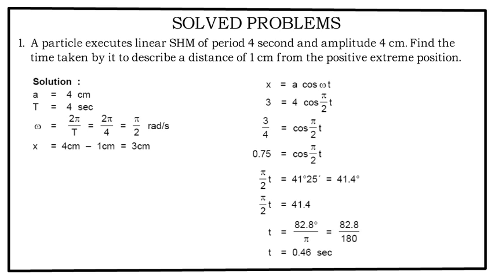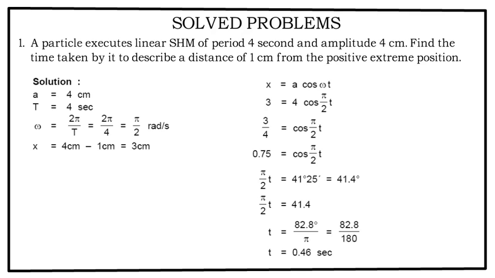Time t is given to you, 4 seconds. Omega is equal to 2 pi by t. So omega is equal to 2 pi by 4, that is pi by 2 radians. Now they are saying that we have to find out the time taken to describe 1 centimeter from the extreme position, but in spite of that we need to find the displacement from the mean position only. So from the extreme 1, from the mean it would be 4 minus 1, which is amplitude minus the displacement from the extreme position, that is equal to 3 centimeter.